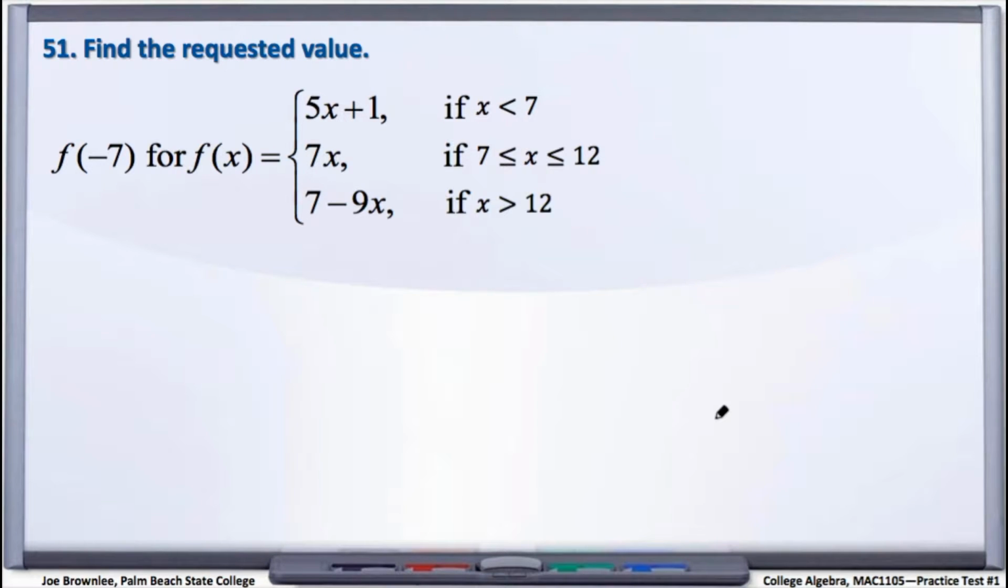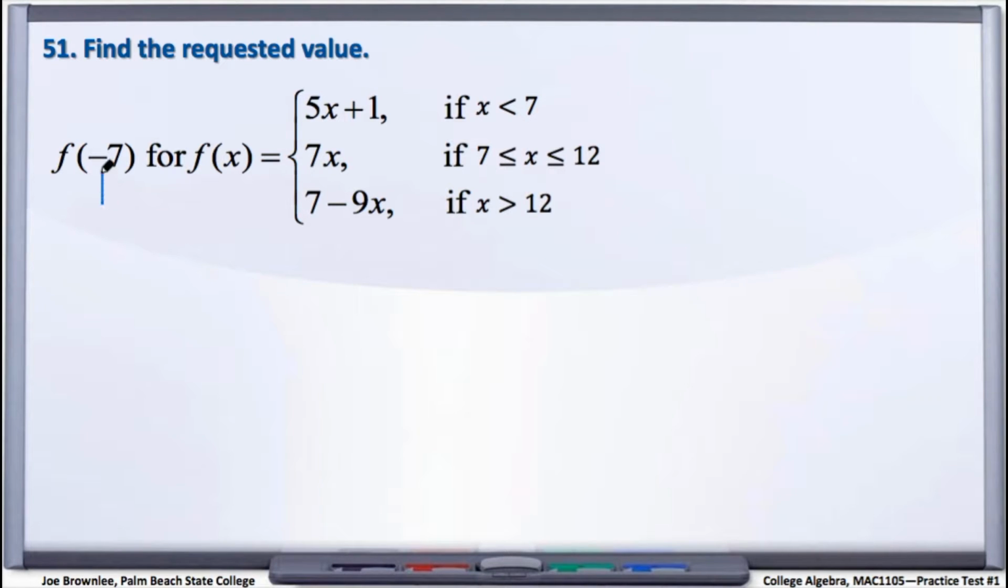All right, 51. Again, we are finding the requested value, and we have to find f of negative 7 for the function f of x equals 5x plus 1 if x is less than 7. We have f of x equals 7x if 7 is less than or equal to x, less than or equal to 12. And lastly, we have f of x equals 7 minus 9x if x is greater than 12.